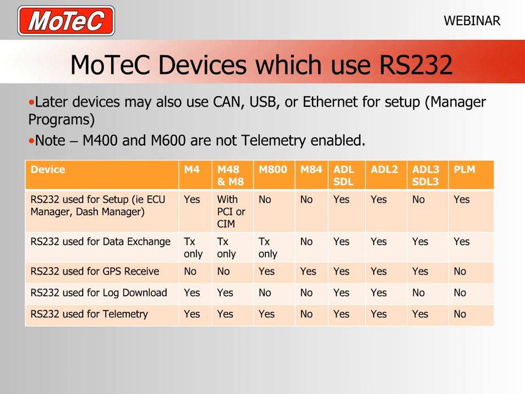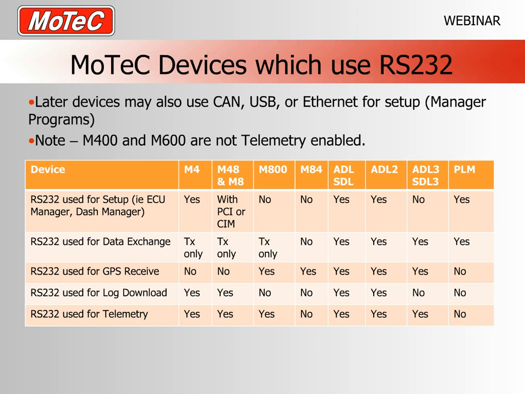Now the other thing, of course, is to get data between MoTeC devices, and so we have a number of possibilities for data exchange. M4s, M48s, M8s, and M800s are all capable of transmitting RS232 data, which can be received by, for example, our dash loggers. An M84 is not capable of doing that, and a PLM is capable. So the majority of our devices will transmit data, which can be then received by a dash logger.